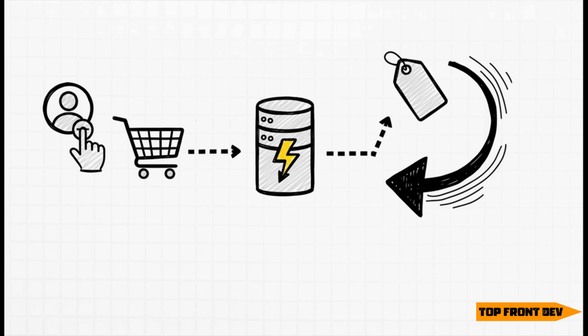For data that needs to update immediately within the very same request, you're going to use update tag. The perfect example is updating a shopping cart. A user adds an item, you call update tag cart in your server action, and the cart data is instantly refreshed just for them. No waiting.